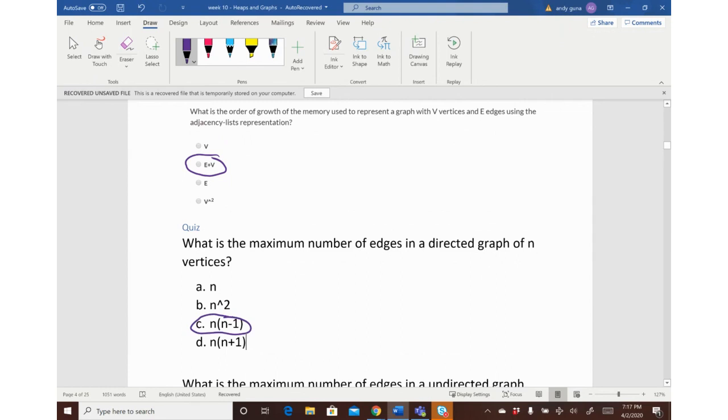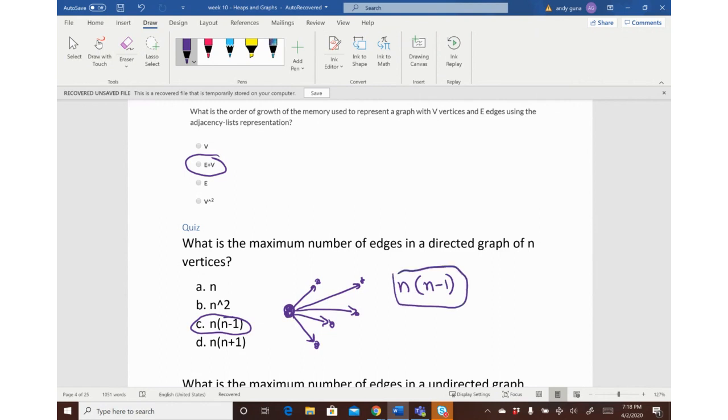In fact, it's easy to find out. Let's say that we have a graph of n nodes. If you take a vertex, from each vertex you can draw an edge to every other vertex, and there are n minus 1 of them. So given any vertex, you can draw n minus 1 edges. Since you have n vertices, you can draw n times n minus 1 edges. So that's the correct answer.